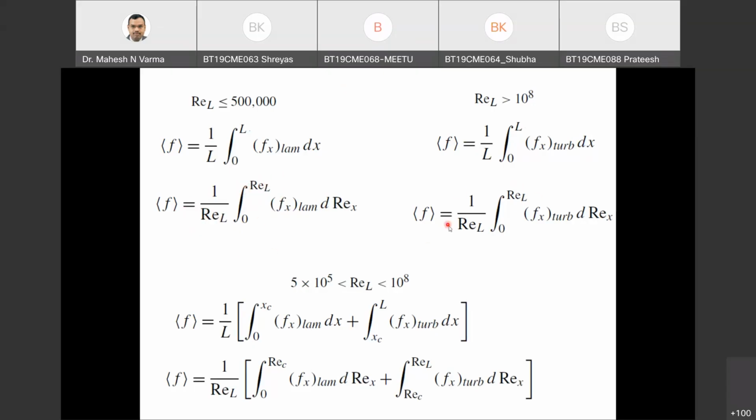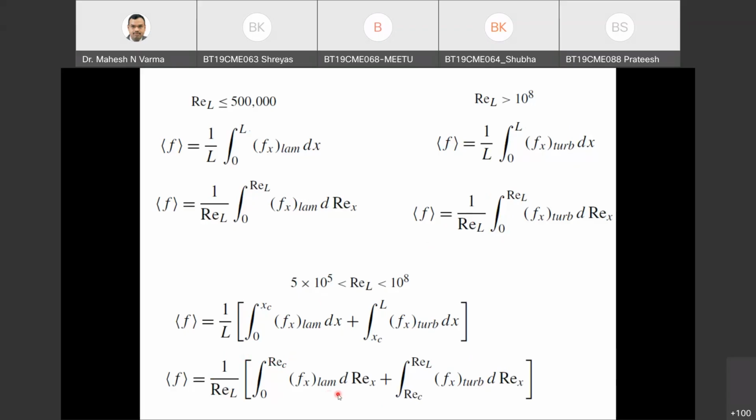And how about turbulent flow? It will be 0.074 Re_L to the power minus 1 by 5. Are you just reading, or have you estimated this, Shubham? Yes sir, I have integrated. Okay, very good, very good. So don't use the shortcuts. How about this?